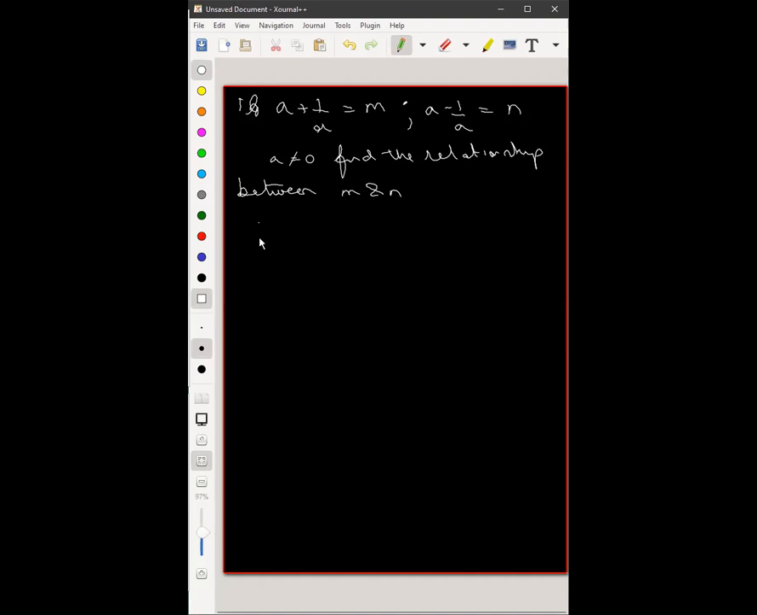Yeah, sir. So (a plus 1 upon a) square minus (a minus 1 upon a) square is equal to 4. So m square minus n square is equal to 4. Yeah. N square, sir. Yeah, that's n. Oh, okay.